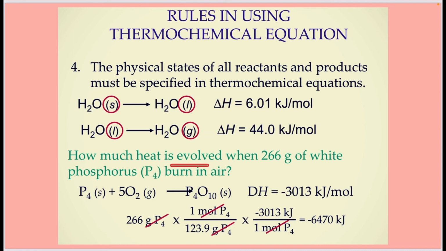How much heat is evolved when 266 grams of white phosphorus burn in air? So this is another example of how to calculate. So actually this one is the enthalpy change.